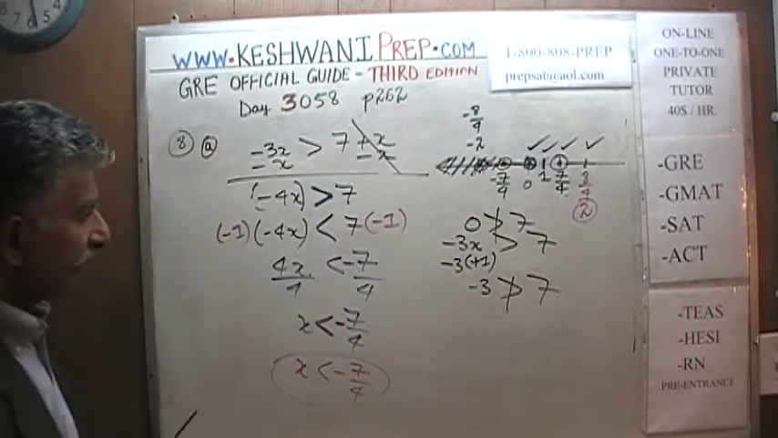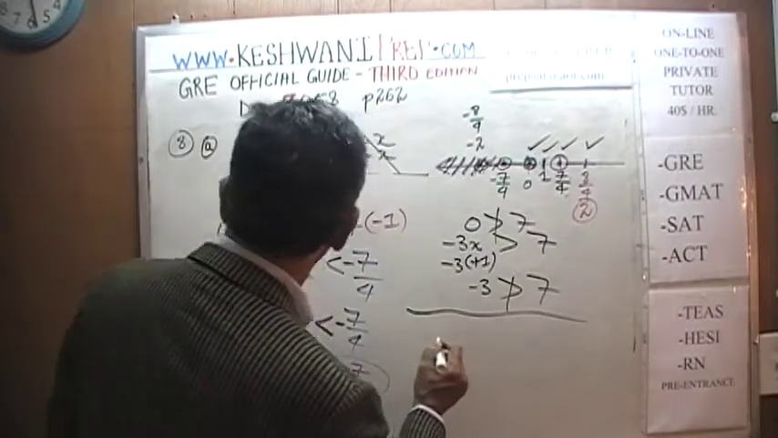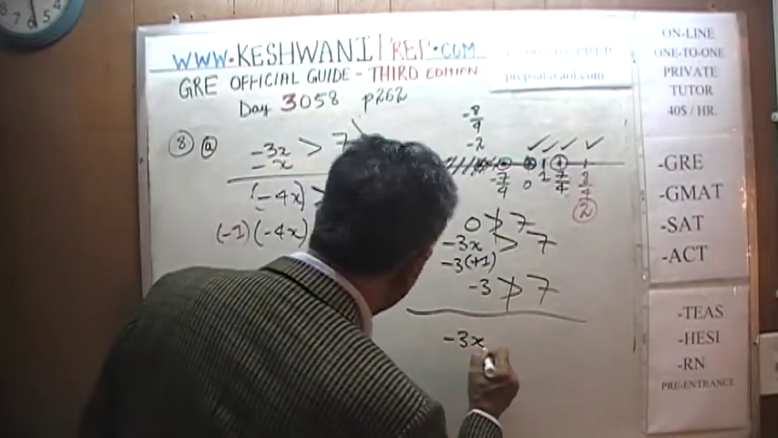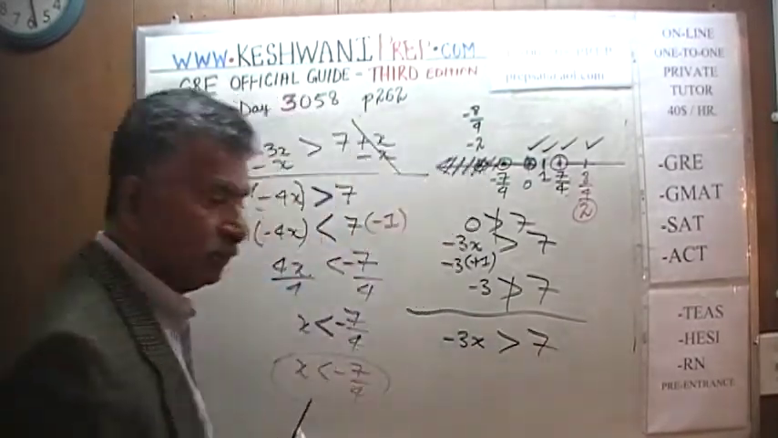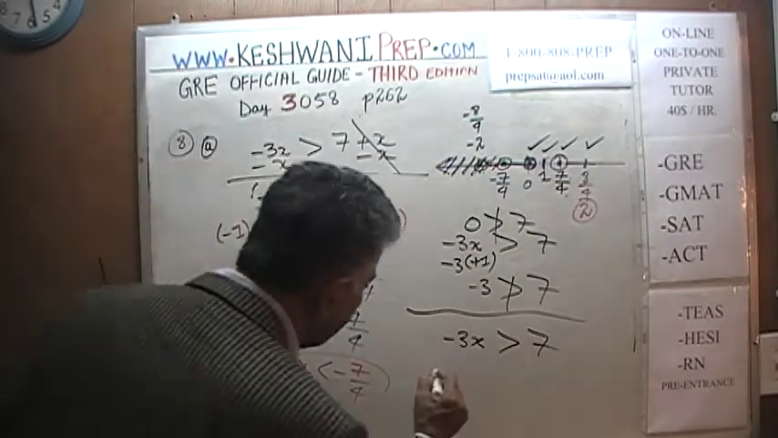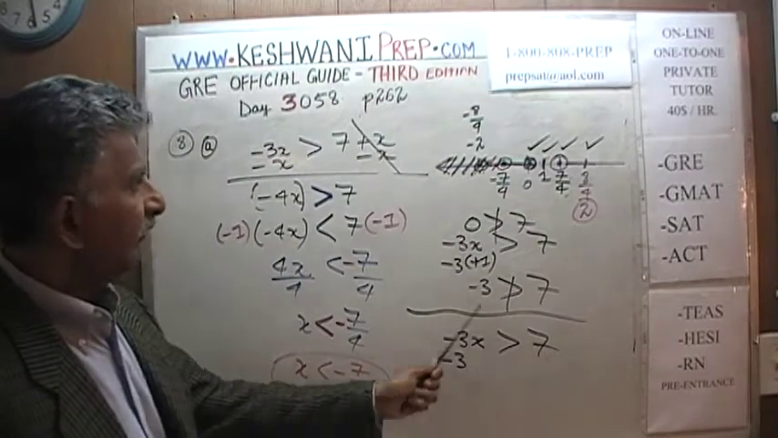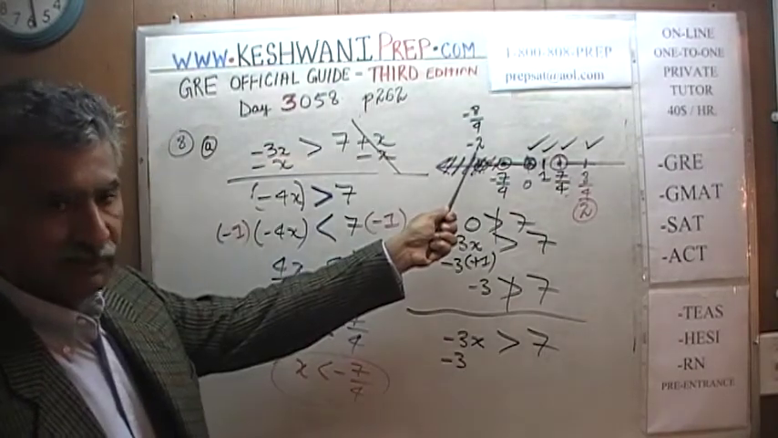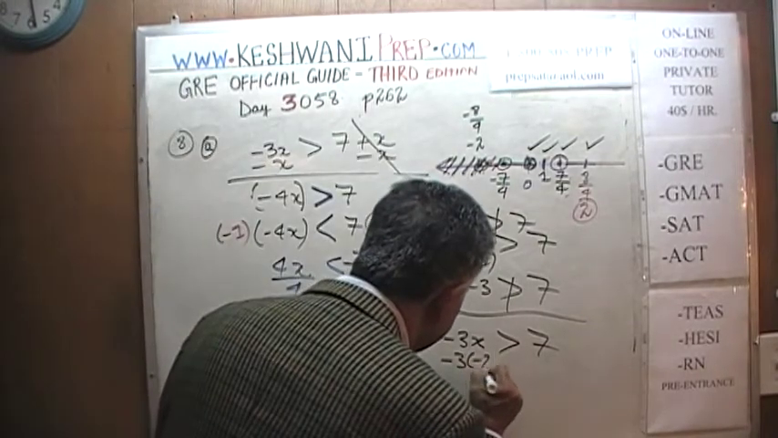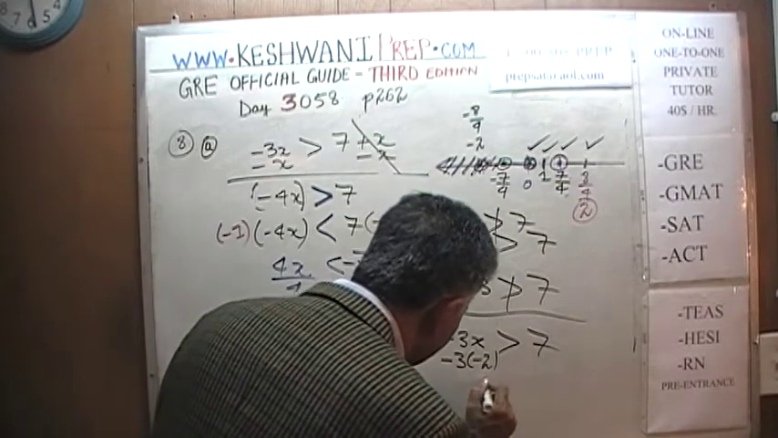Let's put in negative 2 here somewhere. So it is negative 3x, we are told, is greater than 7. And watch what happens when we put in negative 2 for x. Negative 3, and then for x, let's put in negative 2. And we'll see that it does work. Negative 3 and a negative 2 is 6.